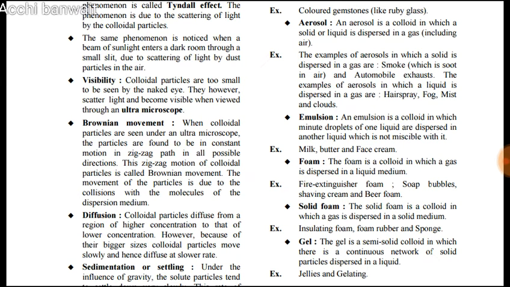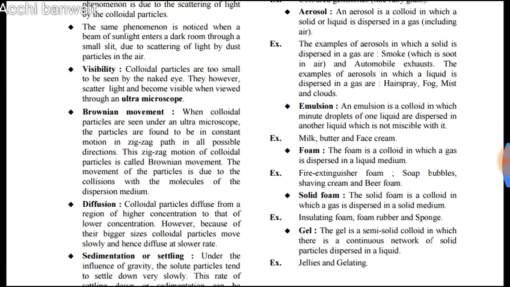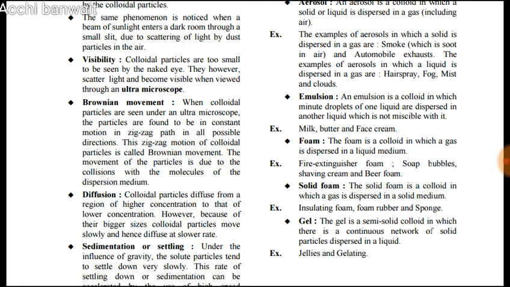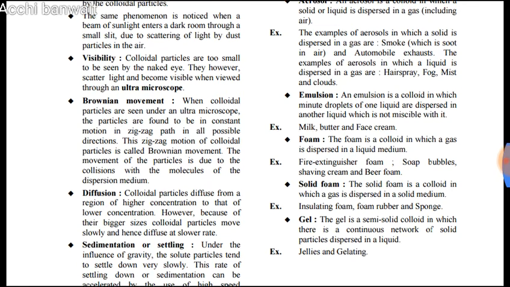Next is emulsion. An emulsion is a colloid in which minute droplets of one liquid are dispersed in another liquid which is not miscible with it. Examples: milk, butter, face cream. Foam. Foam, in Hindi you say jhag. Foam is a colloid in which a gas is dispersed in a liquid medium. Examples: fire extinguisher foam, soap bubbles, shaving cream, and beer foam.